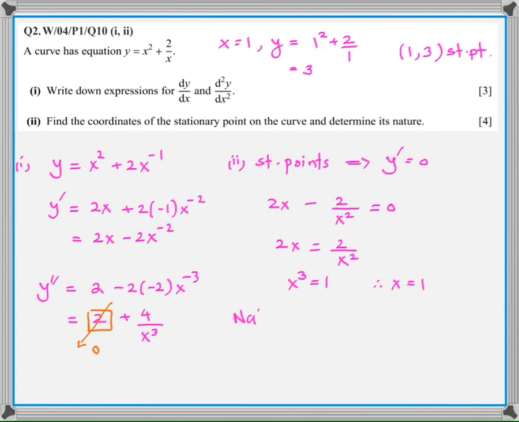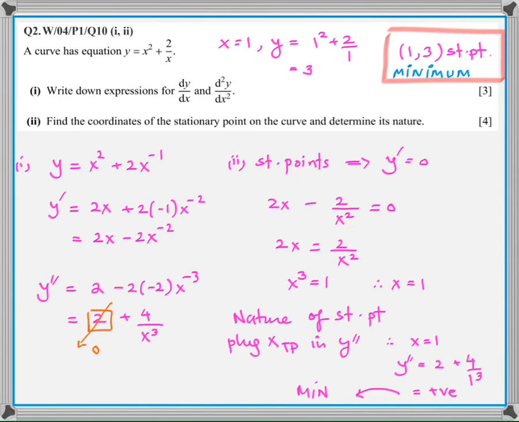That means whenever you have to deal with the coordinates of a stationary point, you involve the original equation, you involve the first derivative, and you definitely involve the second derivative. The first derivative is what we get started with. We make y prime equal to 0, we find the stationary point or points. We need to find the y coordinate, we use the original equation. We need to find the nature, we use the second derivative.